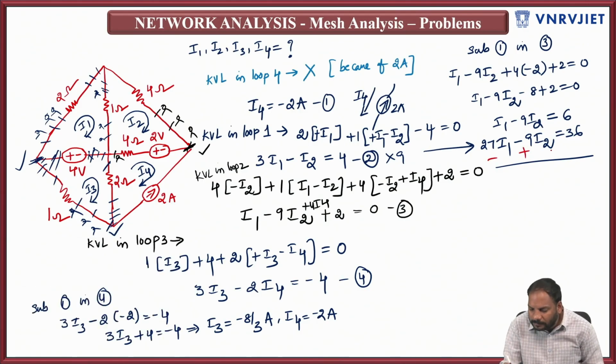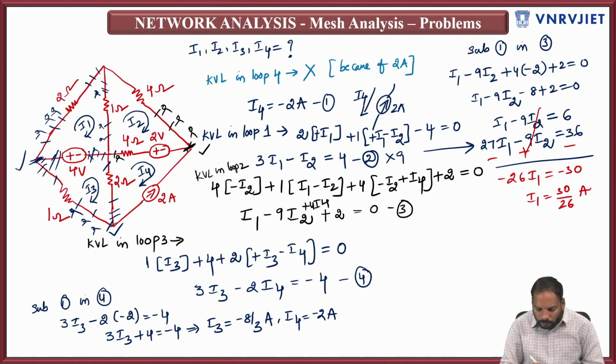So this is minus, this is plus and this is minus. So these two are getting cancelled. Okay, so minus 26 I1 equal to minus 30. So I1 equal to 30 by 26 amperes. Okay, so once you got I3, I4 and I1, easily you can calculate I2. So what is the value of I2? I2 you can calculate from equation 2. So from equation 2, okay, so I2 equal to 3I1 minus 4.